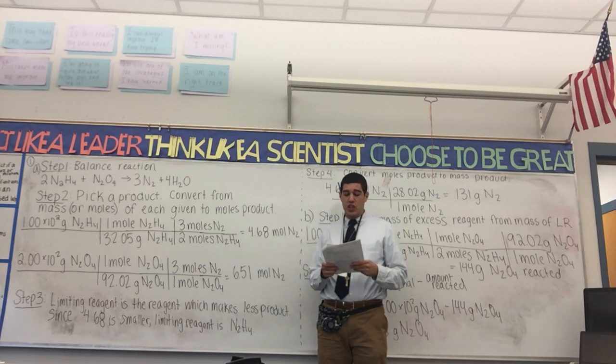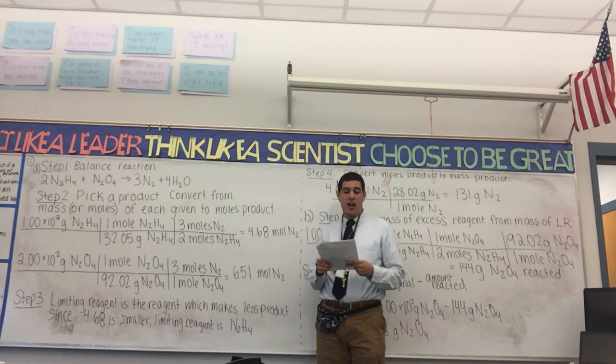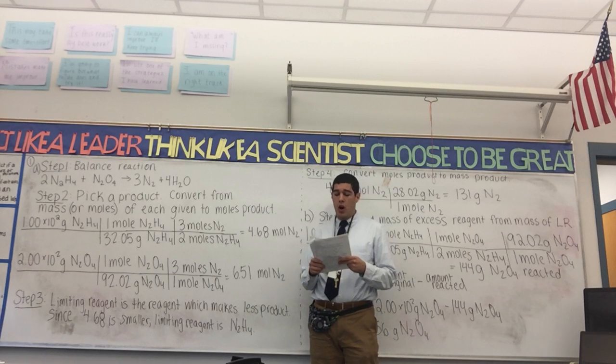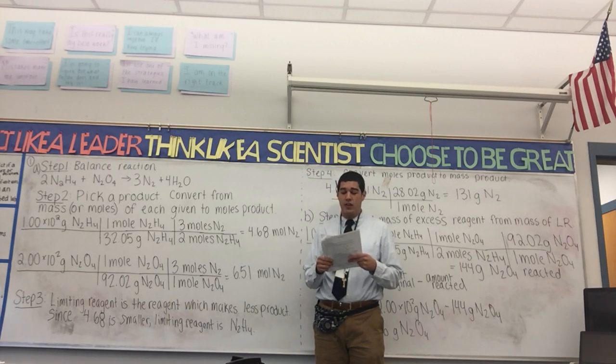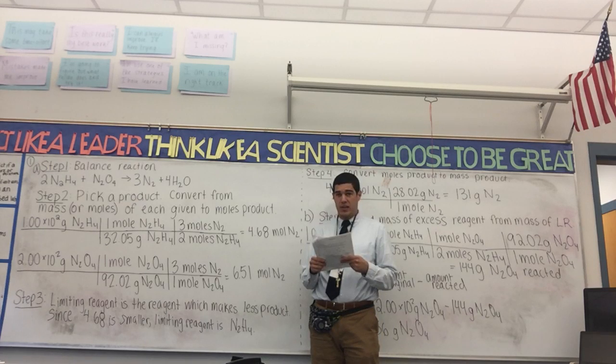A fuel mixture used in the early days of rocketry consisted of two liquids, hydrazine, N2H4, and dinitrogen tetroxide, N2O4, which ignite on contact to form nitrogen gas and water vapor. Part A asks, how many grams of nitrogen gas form when 1.00 times 10 to the second grams of N2H4 and 2.00 times 10 to the second grams of N2O4 are mixed.